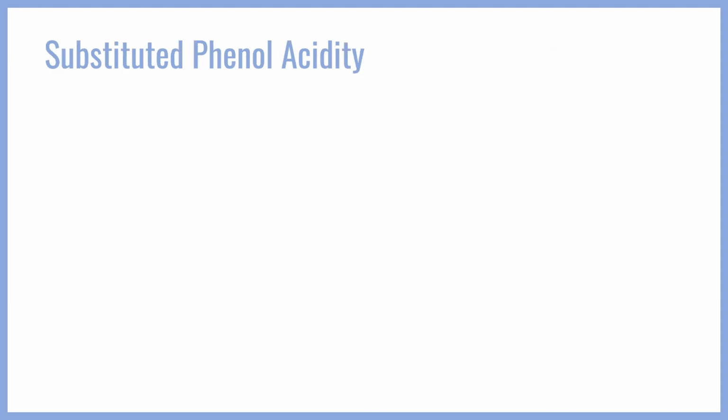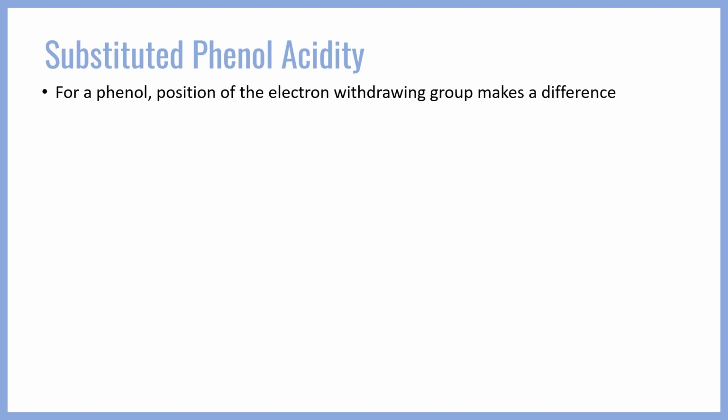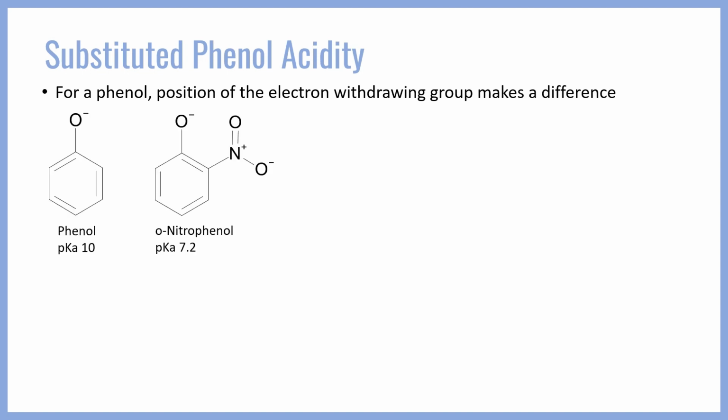So I want to go ahead and home in here on phenols, which are a prototypical example of how electron withdrawing groups and resonance impact the acidity of a given molecule. Specifically for a phenol, the position of the electron withdrawing group makes a very large difference. If we look at phenol, which has a pKa of 10, we can compare it to ortho-nitrophenol, which has a pKa of 7.2. Why is this molecule so much more acidic? Over 1,000 times more acidic, in fact?